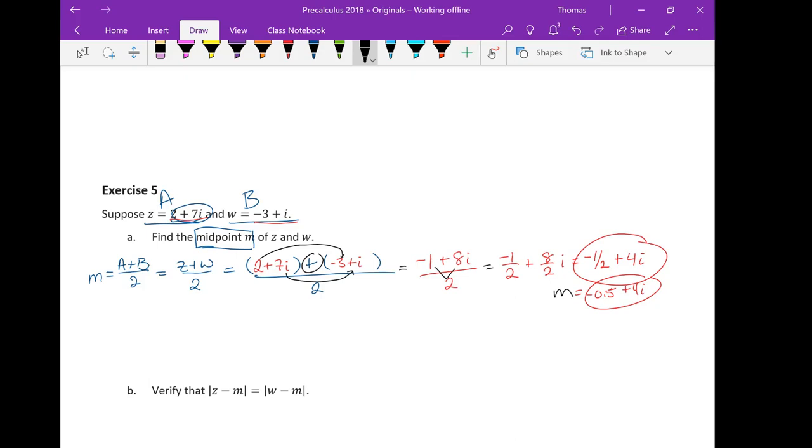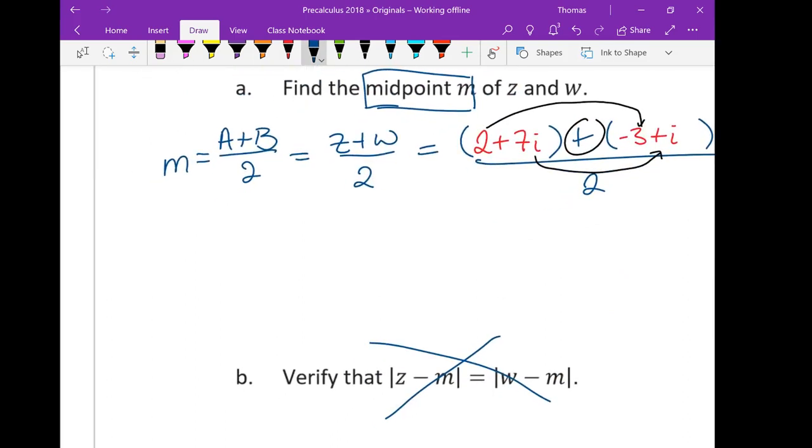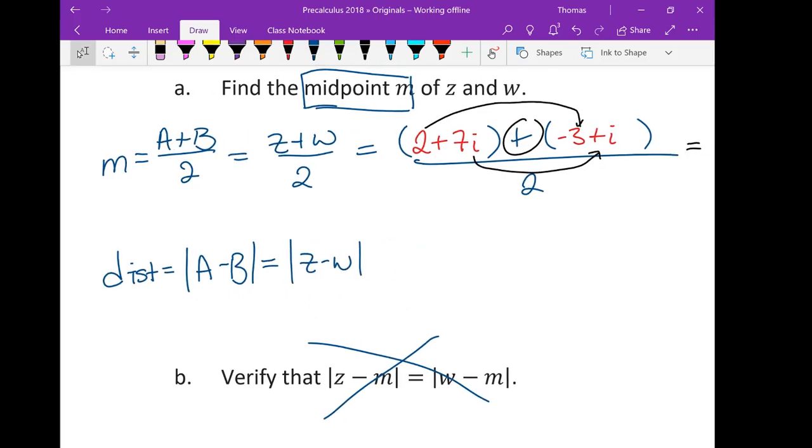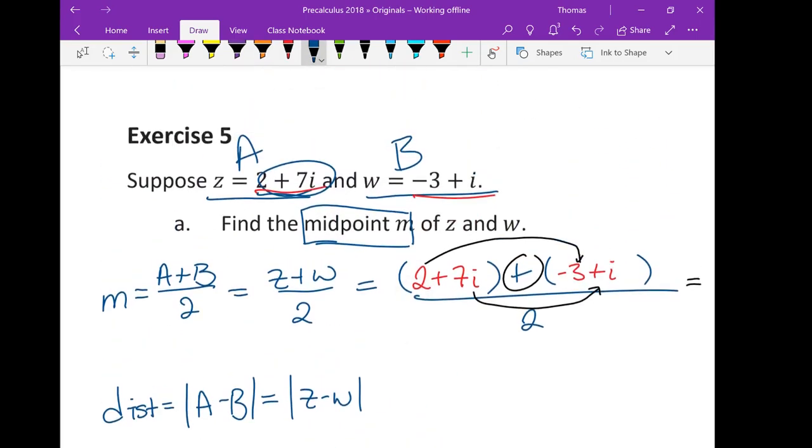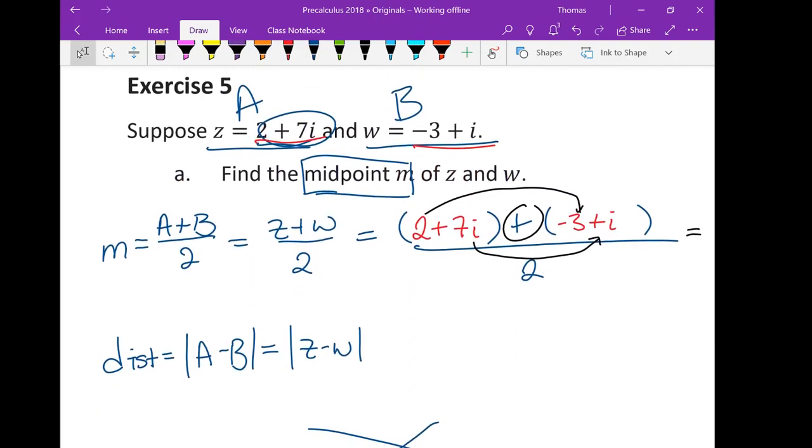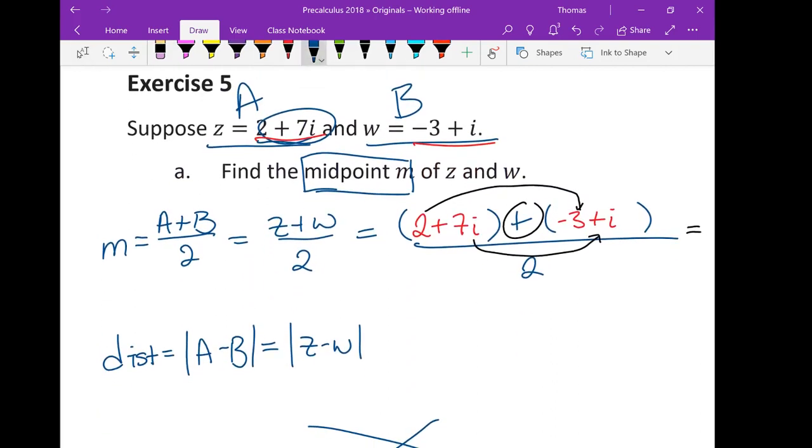Let's do the same. Let's do the distance here. I'm not worried about verifying this one as much. Again, our formula is going to be the modulus of a minus b. That's right from our summary. Again, here we're going to use our z and w, just from, we picked z to be a and w to be b. Then we're going to plug in our numbers.